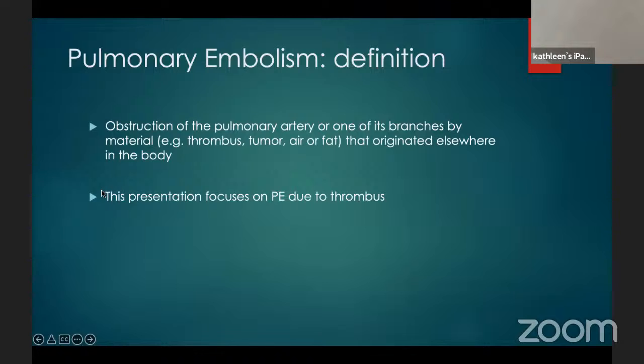So the definition of pulmonary embolism is obstruction of the pulmonary artery or one of its branches by material, for example, thrombus, tumor, air, or fat that originated elsewhere in the body. And this presentation focuses on PE due to thrombus.